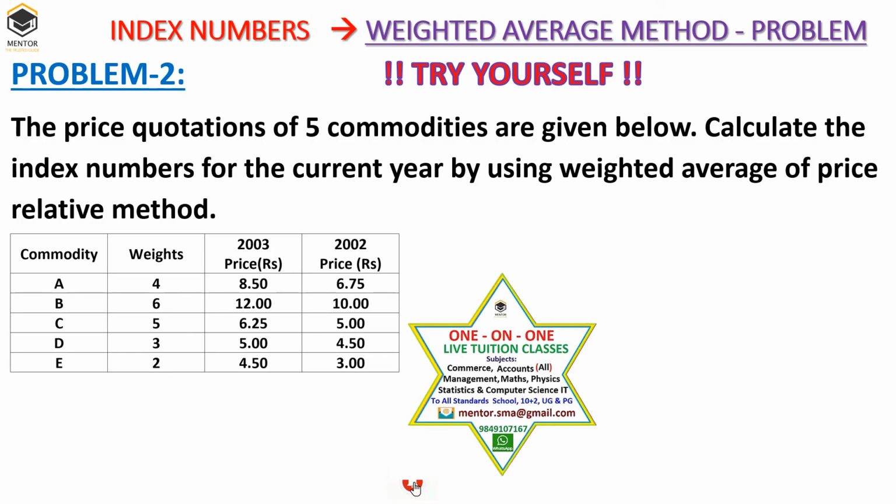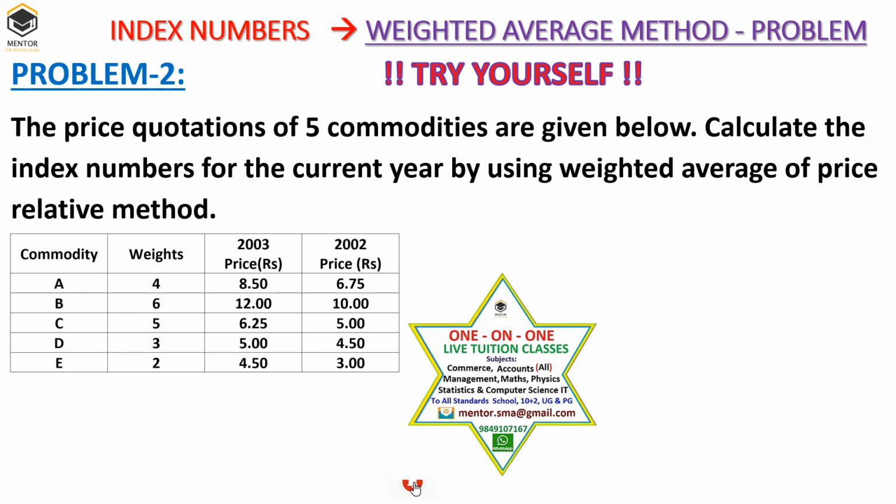Let's see the next problem. This problem of weighted average method, problem 2, you have to try it by yourself. The question is, the price quotations of 5 commodities are given below. Calculate the index number for the current year by using weighted average of price relative method. In this you have to calculate both arithmetic mean as well as geometric mean.